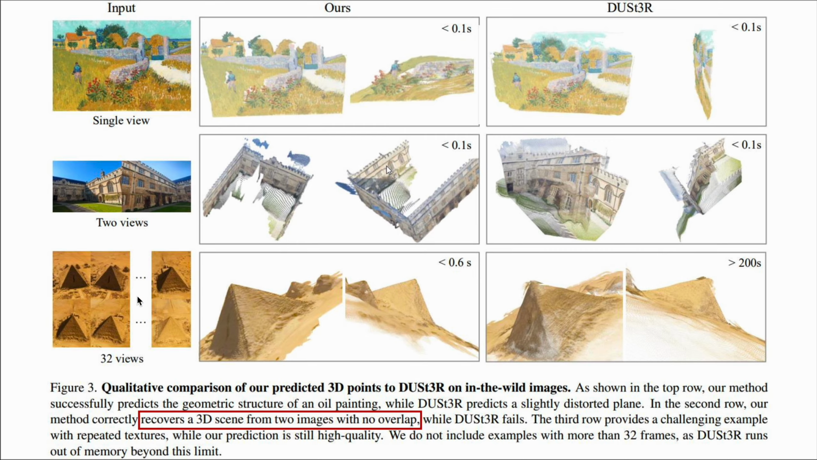The third example contains 32 views, but it's like a pyramid, with no obvious feature points and a smooth texture.